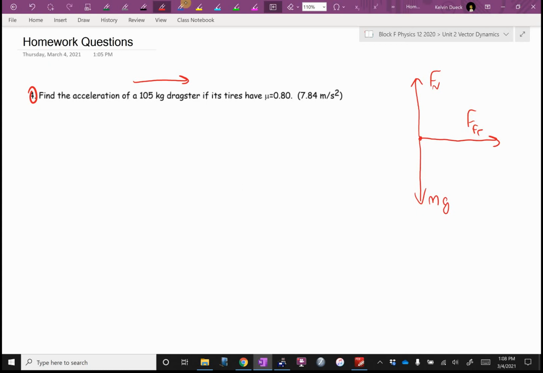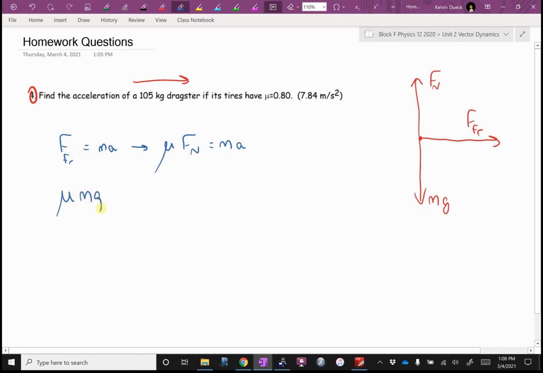So for my equation, who's winning? Friction. Who's losing? Nobody. It's like elementary school sports day. Everyone's a winner. What's that going to equal? ma. Friction is mu times the normal force. I don't know the normal force. Oh, but look, I know the force is the same size as the normal force. I can say mu mg equals ma. And what's kind of cool is actually the m cancels. They didn't need to give me the mass of the dragster. They gave it to me, but they didn't need to.